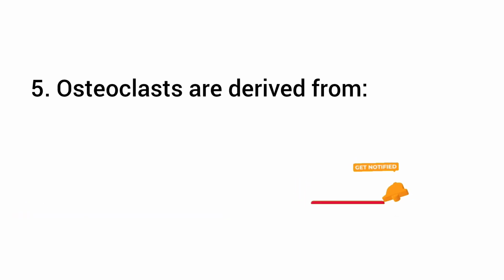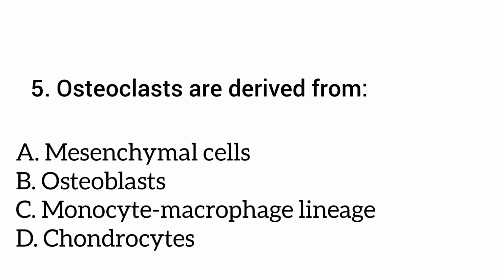Question number 5. Osteoclasts are derived from A. Mesenchymal cells, B. Osteoblast, C. Monocyte macrophage lineage, and D. Chondrocytes. The most correct answer is C, which is monocyte macrophage lineage. Osteoclasts are multinucleated cells, and they are derived from hematopoietic stem cells.